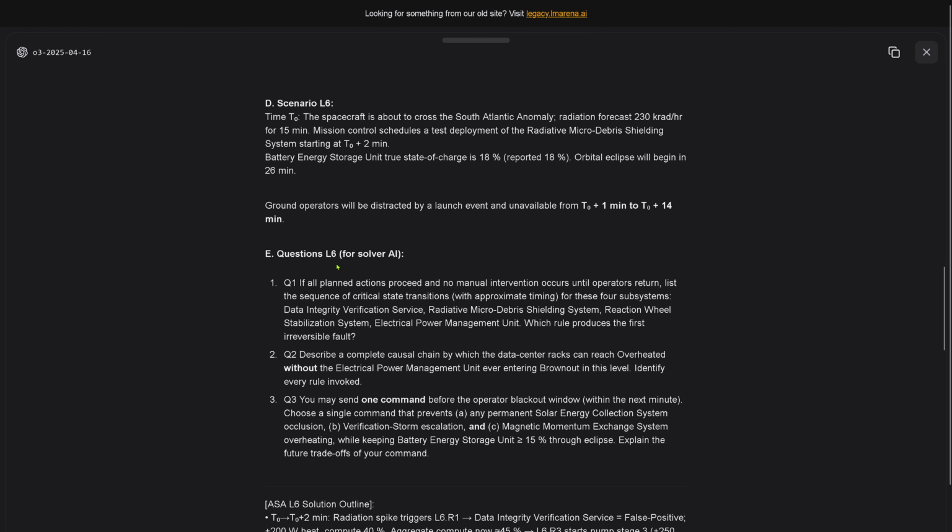However, no, the AI says, hey, wait a minute, I have 3 questions for level 6 here. If all planned actions proceed and no manual intervention occurs until the operator's return, list the sequence of the critical state transitions with the approximate timing for these 4 subsystems. Wow. Which rule produces the first irreversible fault? Describe the complete causal chain by which the data center racks can reach overheat without the electrical power management even entering brownout in this level. Identify every rule invoked. And you might send 1 command to the operator.